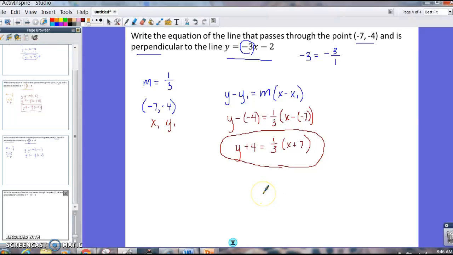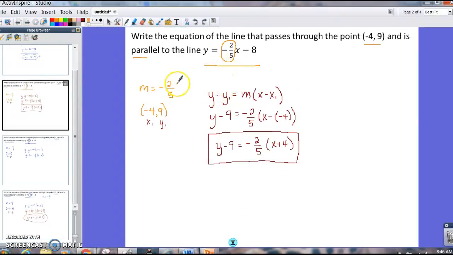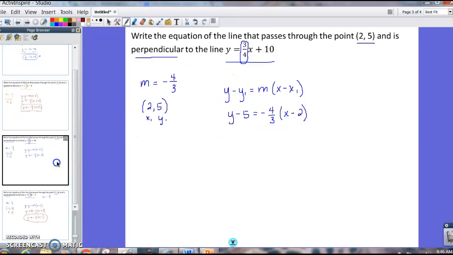Okay, everybody, so remember, parallel lines have the same slope. Perpendicular lines have opposite reciprocal slopes. You've got to flip it and change the sign.